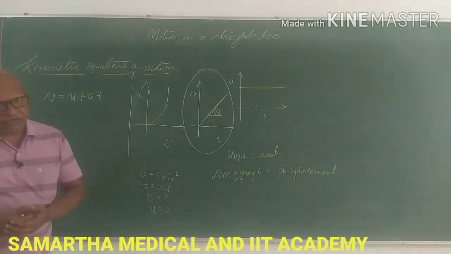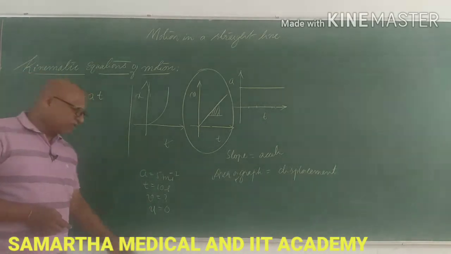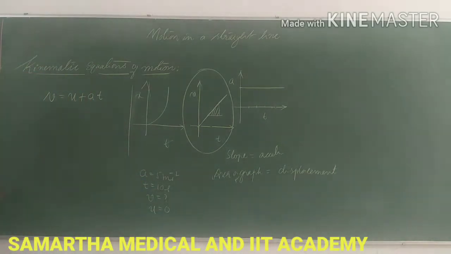Suppose the body is not starting from rest but from some other velocity, then U is not equal to 0. It may be 2 or 3 meter per second. Using this equation, V is equal to U plus AT, we know U, we know A, we know T. You can calculate the velocity after 10 seconds: 0 plus 5 into 10, that is 50 meter per second. After 10 seconds, the body will be moving with 50 meter per second. That is the power of the kinematic equations of motion.